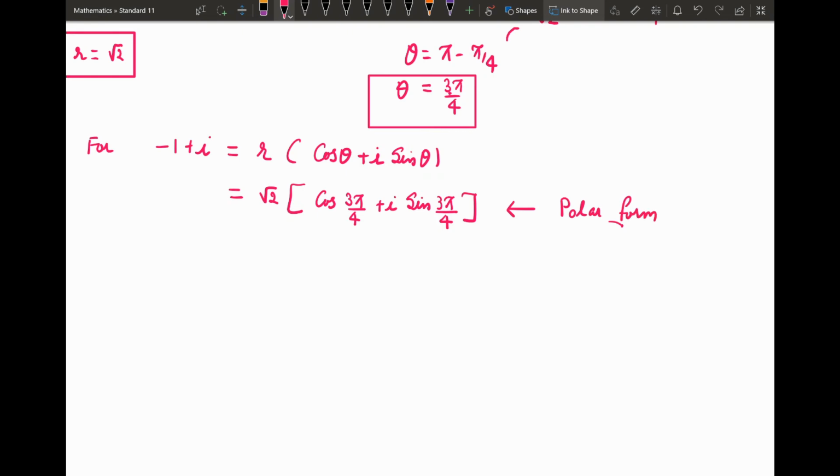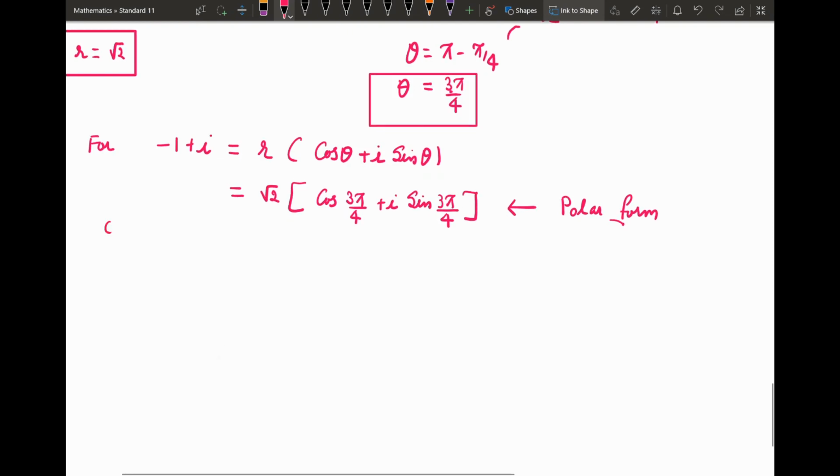So as usual, first you convert into standard form a plus ib or x plus iy, then find out modulus r and principal value of argument theta, and polar form is given by r into bracket cos theta plus i sin theta with values of r and theta.